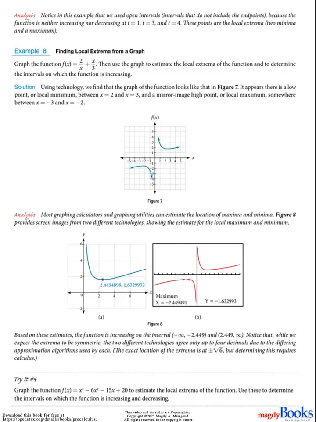It appears there is a low point, or local minimum, between x equals 2 and x equals 3, and a mirror image high point, or local maximum, somewhere between x equals -3 and x equals -2. Figure 7. x, f of x.